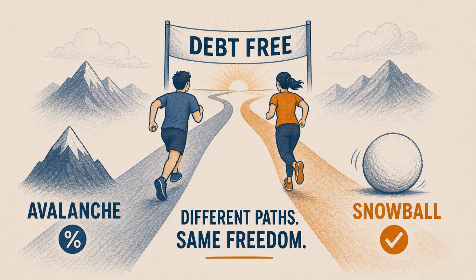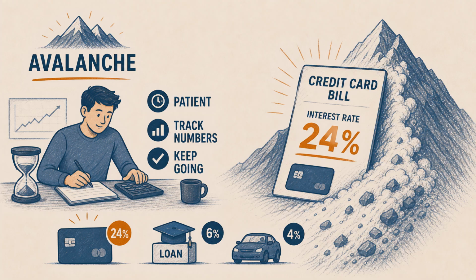For some people, that is the Avalanche, because they are motivated by saving interest. For others, it is the Snowball, because early wins matter more. Avalanche tends to fit people who can stay patient, track numbers, and keep going without frequent emotional rewards. It is especially useful when one debt has a much higher rate than the others, like a costly credit card compared with a lower rate loan.